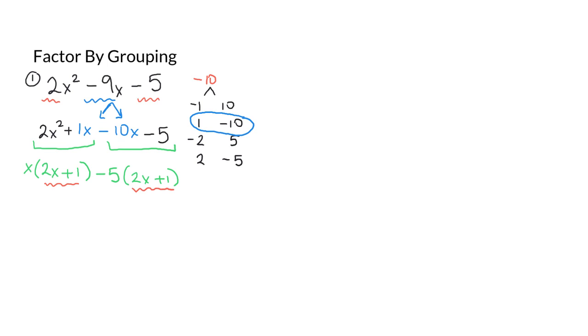After that, our answer in factored form is 2x plus 1, that shared polynomial, multiplied by the leftover terms on the outside, x minus 5. So 2x plus 1 multiplied by x minus 5 is the factored form of the original polynomial. Let's do another example.